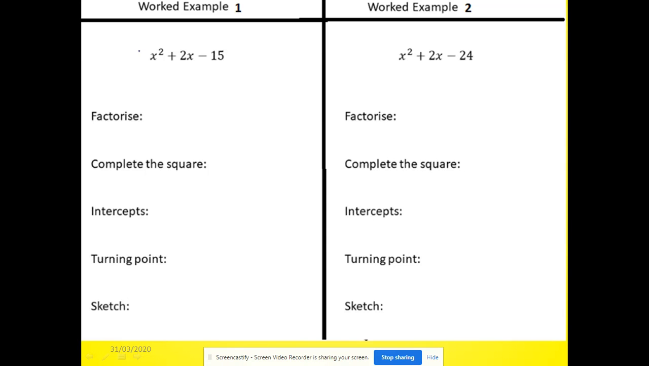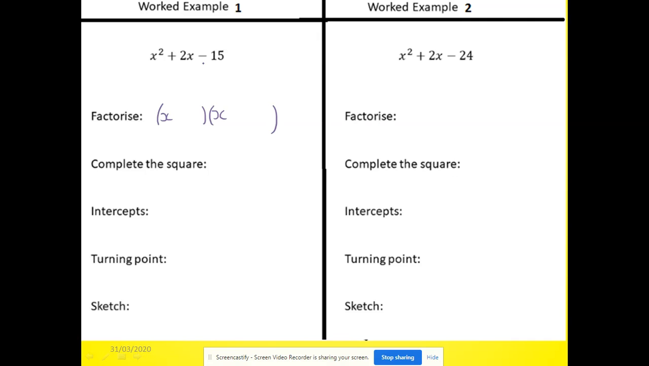Okay, here's some examples. In this case, you're asked to do a number of different things. First of all, factorizing. I think this is very similar to the one that I went through earlier. So we're looking for two numbers that multiply together to give minus 15 and combine together to give positive 2. So just think about your factors.